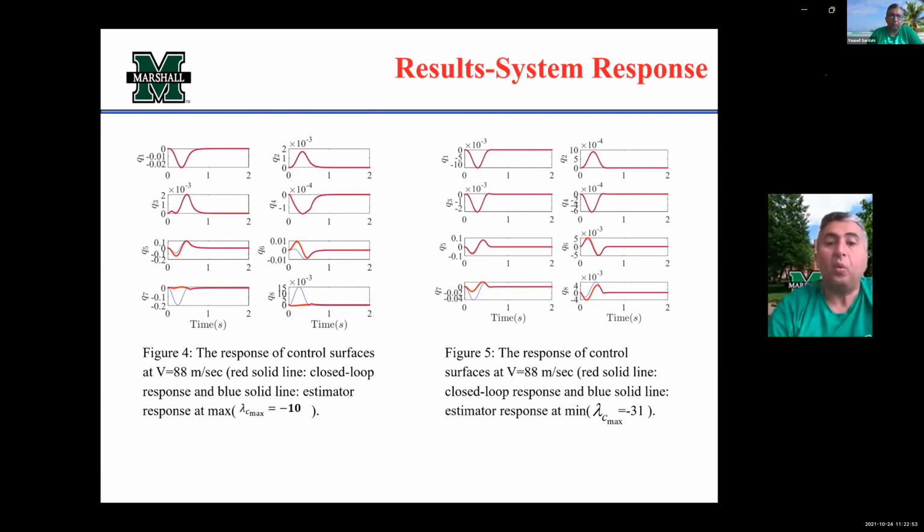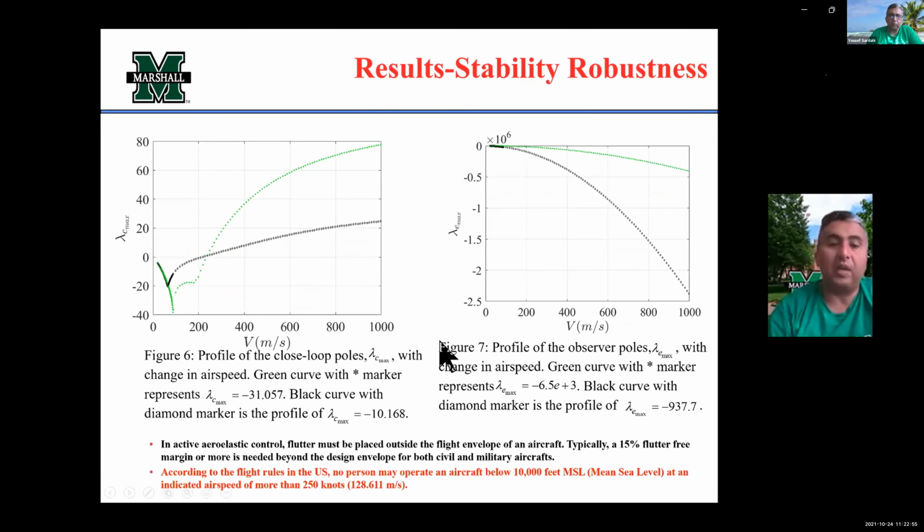We also investigate the impact of the airstream velocity on the dominant poles of the closed loop system and also the dominant poles of the estimator. The estimator is always stable regardless of the airstream velocity, even if you increase it up to 1,000 meters per second. For the closed loop system, it will become unstable at certain values. For example, at lambda c equal to -10, it crosses the imaginary axis at about 218 meters per second, and at lambda c max equal to -31, it crosses the imaginary axis at 238.